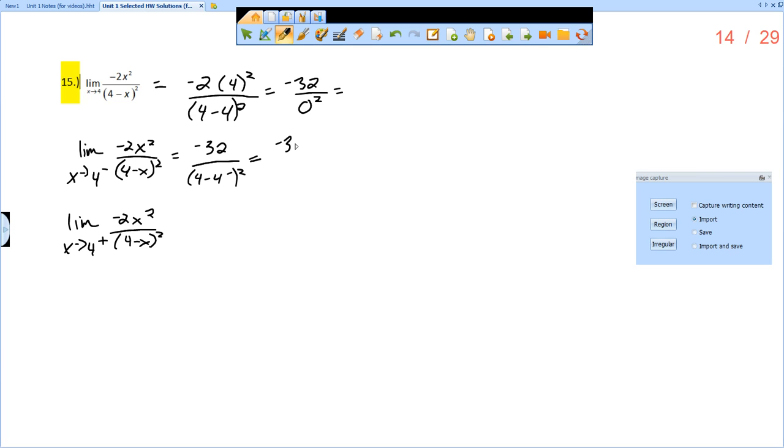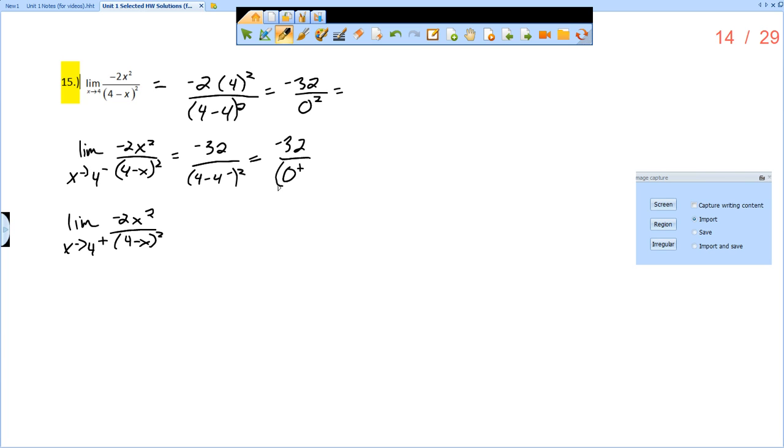Now let's think about this. 4 minus 4 from the left. Obviously, 4 minus 4 is 0. But if we're taking a number to the left of 4, like 3, 4 minus 3 is a positive number. So we would be approaching 0 from the positives.